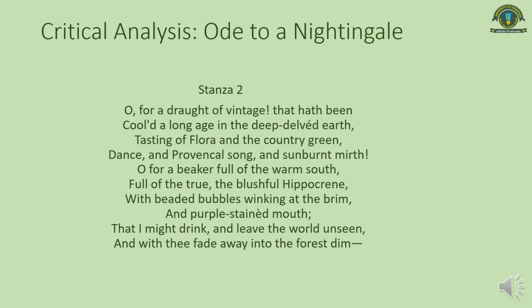He's giving these ideas very much to himself, and he's telling them, yes, I can use Hippocrene, I can use vintage, I can use south and east wine that I can drink, and I can go from this world, I can leave this world unseen. So all these things are a kind of escapism or a source of escapism which he wants to use or employ in order to reach the world of the nightingale.